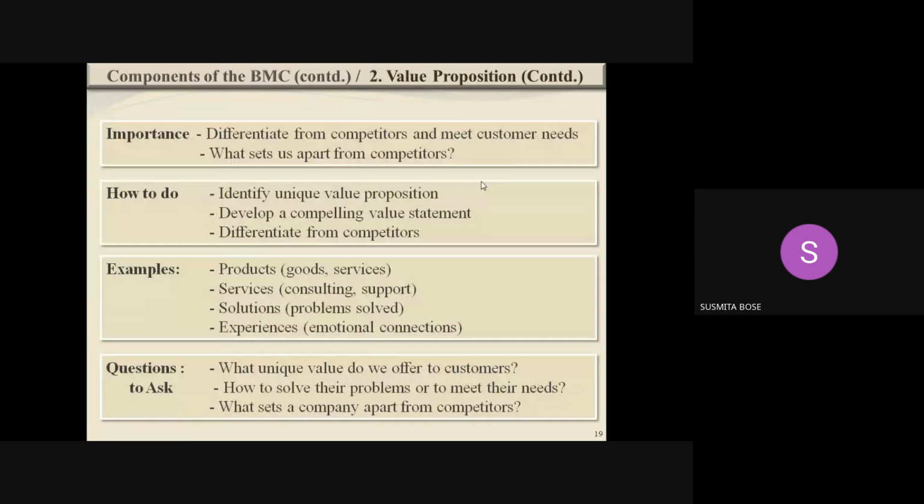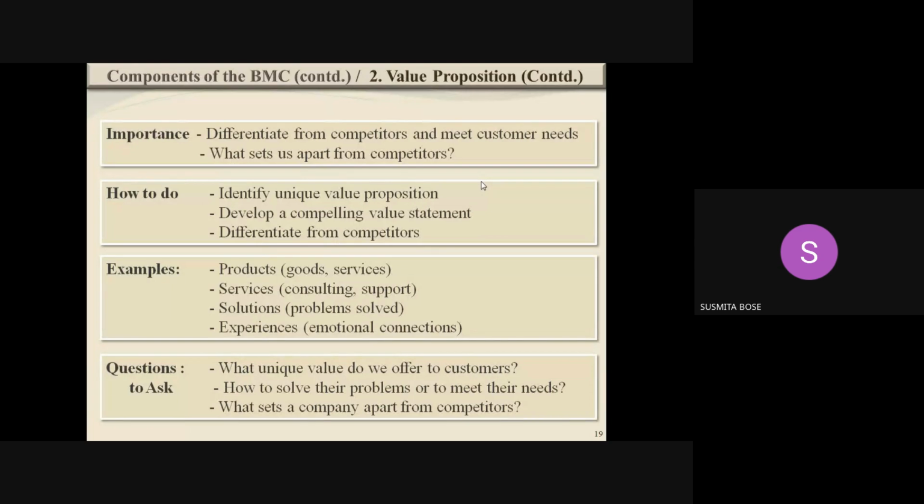And while preparing this segment, the questions that you need to ask yourself: what unique value do we offer to customers? How to solve their problems or to meet their needs? Like it is customer oriented. They are giving you business. So your question should be always customer oriented, that how to solve their problems after buying my product.